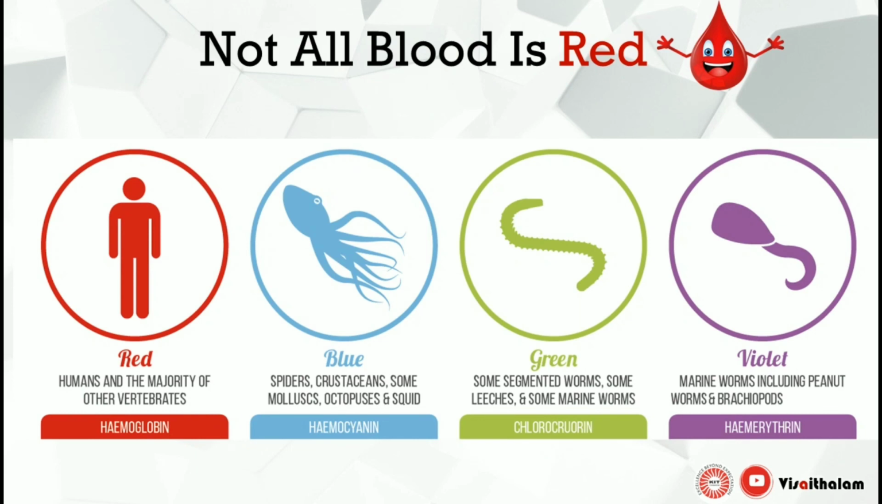Not all blood is red. The color of blood is determined by the type of respiratory pigment which is used to transport oxygen through the circulatory system to all the cells, right? While humans have red blood because of the presence of hemoglobin, other organisms have blood of varying colors including violet, green and blue. Crustaceans, spiders, squid, octopus and some arthropods have blue blood. The blood is blue because of the presence of hemocyanin, like hemoglobin for human beings. Leeches and marine worms have green blood, and some species of marine worms including peanut worms have violet blood.